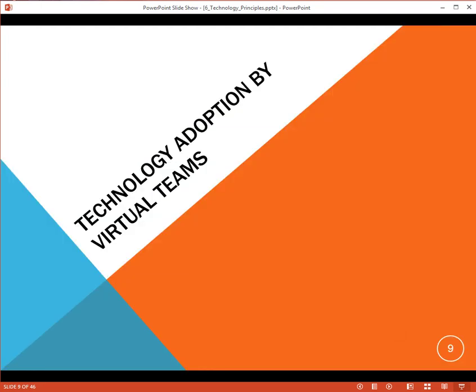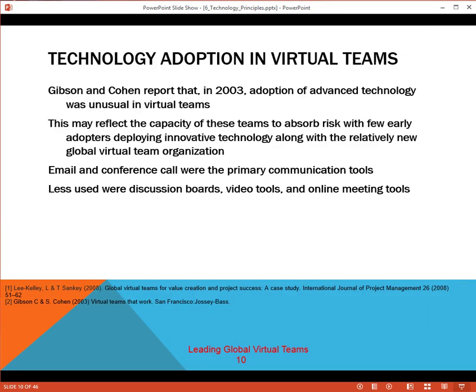So with that quick introduction into technology adoption in general, let's see how virtual teams have adopted technology. Keep in mind, risk is a throttling factor in the adoption of technology. Gibson and Cohen report that in 2003, adoption of advanced technology was unusual in virtual teams. This may reflect the capacity of these teams to absorb risk, with few early adopters deploying innovative technology along with the relatively new global virtual team organization.